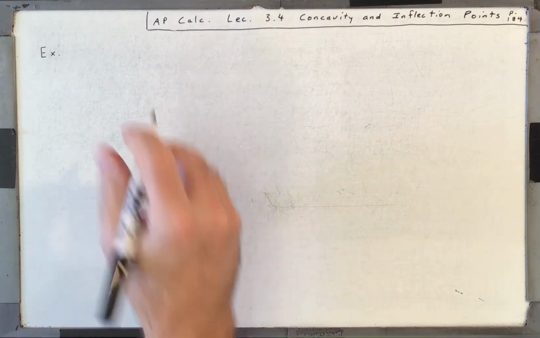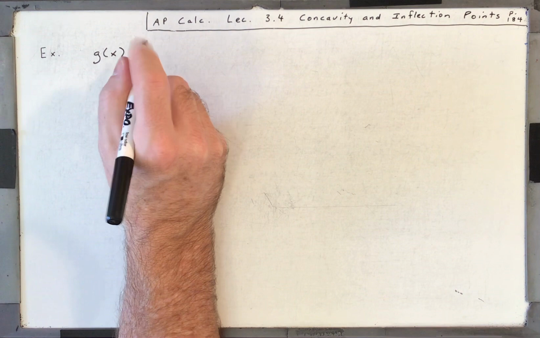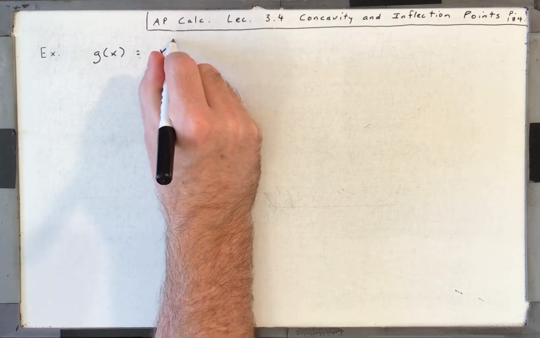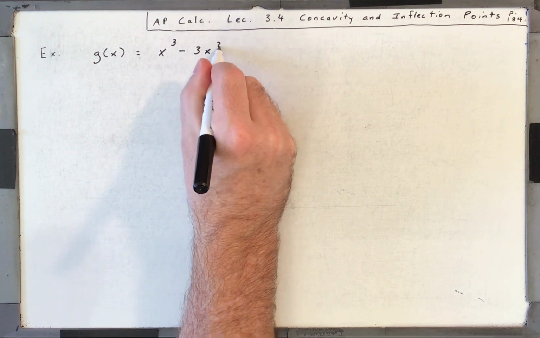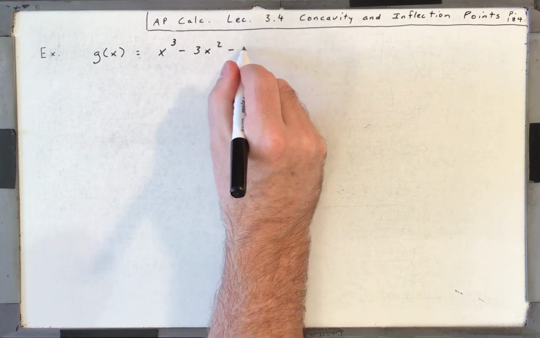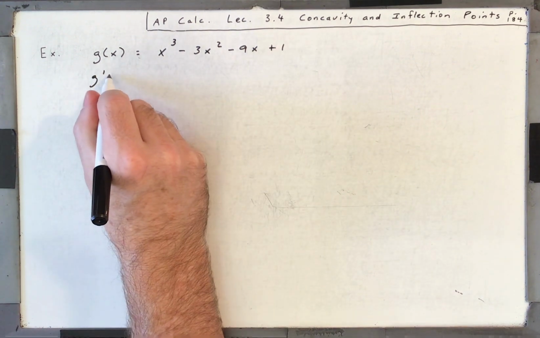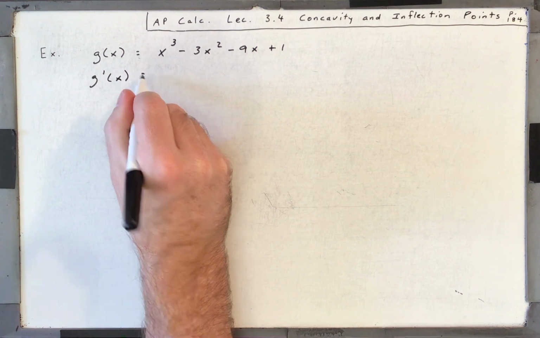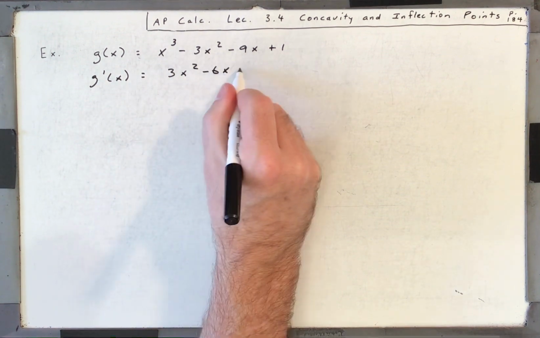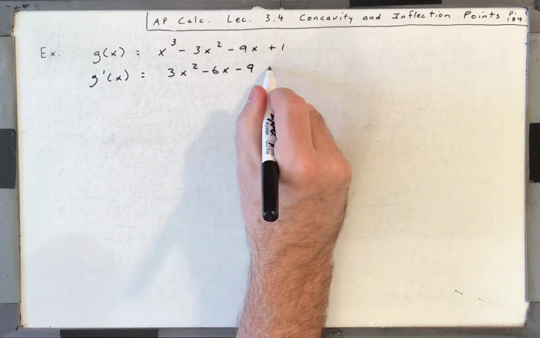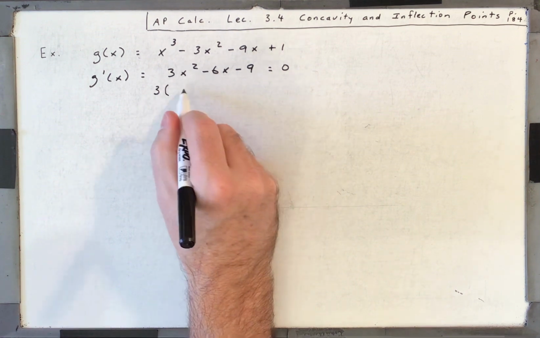Okay, our next example was g of x is equal to x cubed minus 3x squared minus 9x plus 1. First we do the first derivative test. We're going to have 3x squared minus 6x minus 9. We want to set that equal to 0. To make it easier to factor, I'm going to factor out a 3.